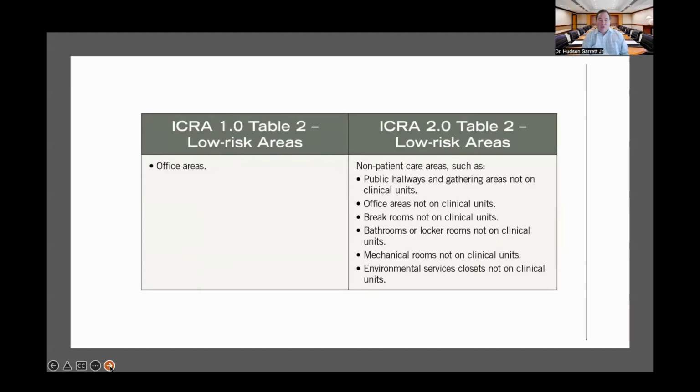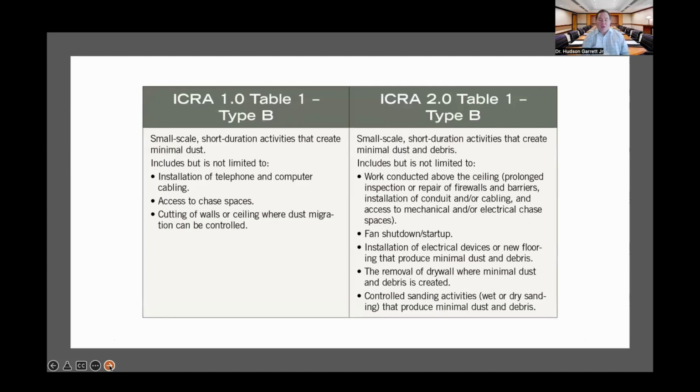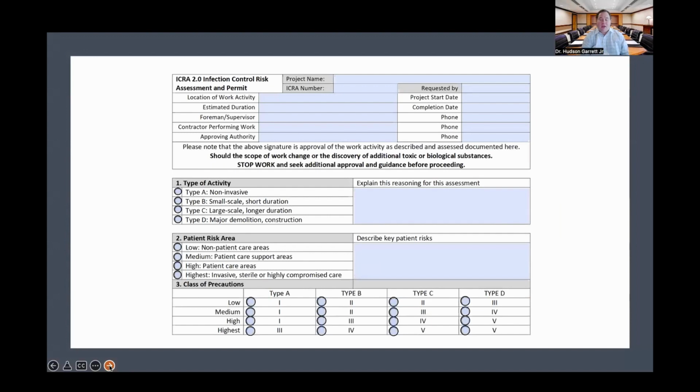And then lastly is your low risk areas. On the left, you saw that in 1.0, it was all office areas. Now in the 2.0, it's really your non-patient care areas. So offices, break rooms, mechanical rooms, closets, that type of stuff, pretty straightforward, will be classified in the low risk category. So what about your type B? Actually, we just went through that. So let's go to this.